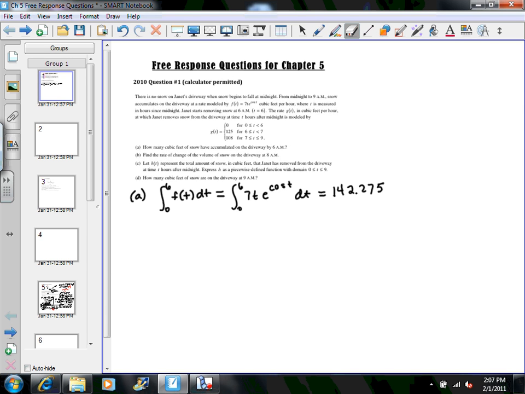Now, if I was going to do this problem, since it's a calculator problem, I would probably put that f of t function in for y1, and I probably would have done fnInt. So that would be math 9, and I'd do y1. And you can find y1 on your calculator by doing VARS, arrowing over to Y-VARS, function 1, so select 1, and then y1.